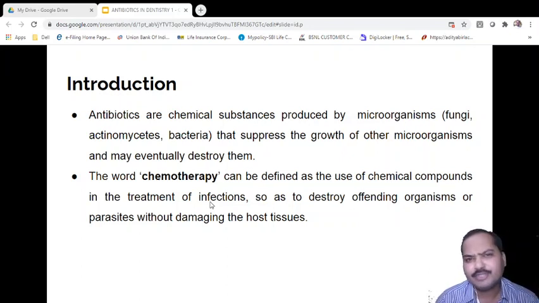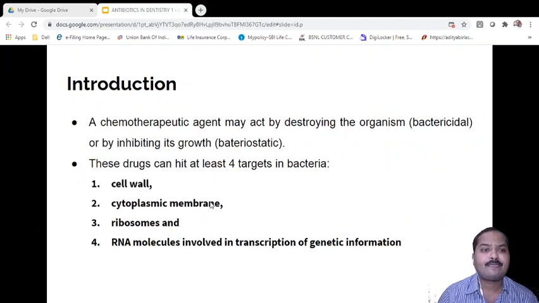Now, chemotherapy is also a word which has been used, and it is the use of chemical compounds in the treatment of infections so as to destroy the offending organism or the parasites without damaging the host tissues. Now, a chemotherapeutic agent may be either bactericidal or bacteriostatic. You all know this thing.